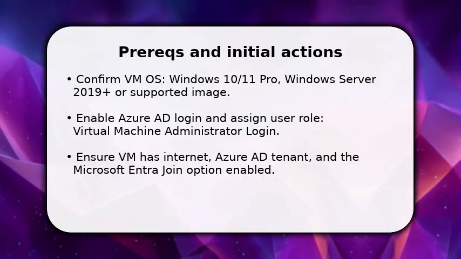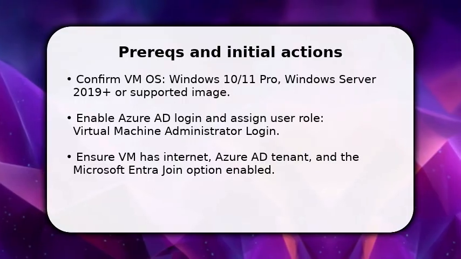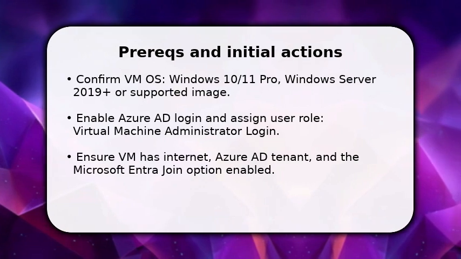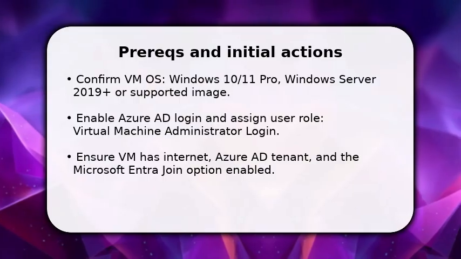Once done, confirm networking and DNS reachability to Azure. If you don't have internet inside the VM, enable outbound access. These steps set up credentials, permissions, and connectivity so the join can succeed.